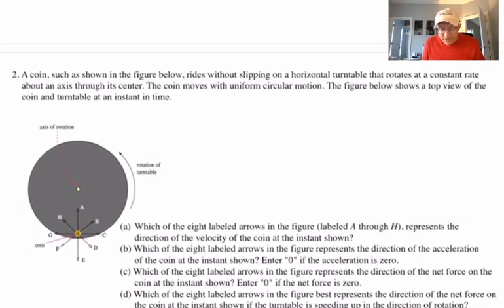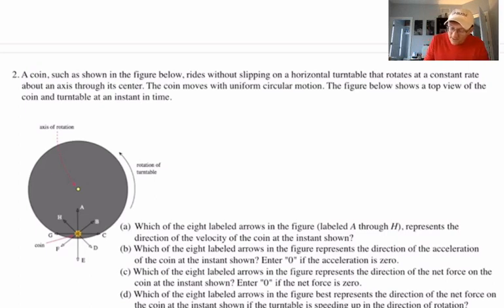Okay, here's the scenario. There's a coin, such as in the figure below, there it is, see it, riding without slipping on a horizontal turntable that rotates at a constant rate about an axis through its center. You're looking down from above on the rotating turntable, and we're shown that it's rotating counterclockwise. The coin moves with uniform circular motion, at least for the first parts of this problem. The figure shows a top view of the coin and turntable at an instant in time.